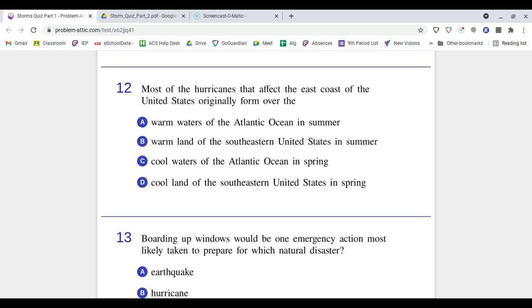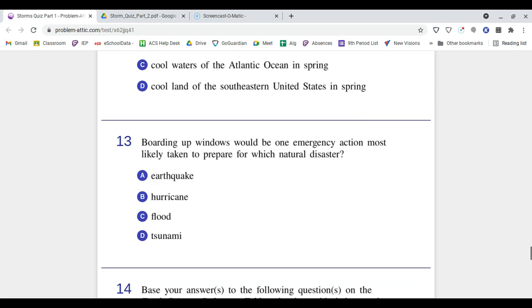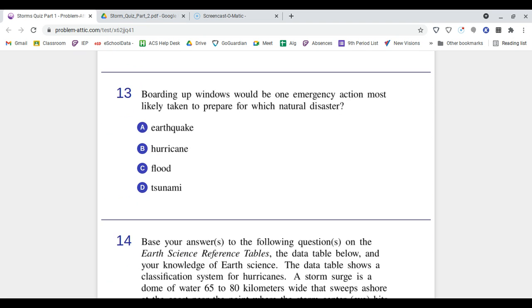Number 12. Most of the hurricanes that affect the east coast of the United States, where we live, originally form over the what? Would it be warm waters or cool waters? Make your decision. Warm waters of the Atlantic Ocean in summer, warm land of the southeastern United States in summer. We're talking hurricanes, so can we get rid of B? Yeah. And can we get rid of D? Oh, D. Yeah, we'll get rid of B and D. Hurricanes form over water.